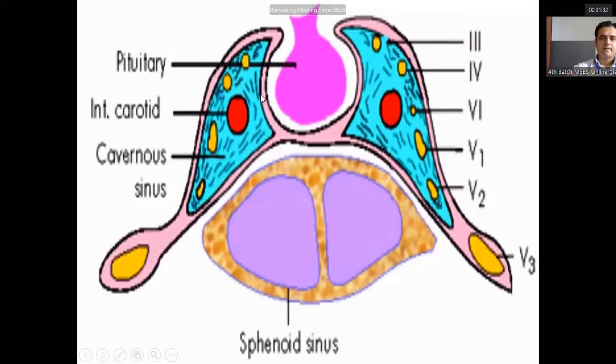So this cavernous sinus, the venous drainage from the nose, comes up to here through the ophthalmic veins. And this is, as I told you, very important, because infection from the nose, like small pimples or small swellings, may lead to cavernous sinus thrombophlebitis, and if that happens, the patient may die. This condition needs to be treated very aggressively.